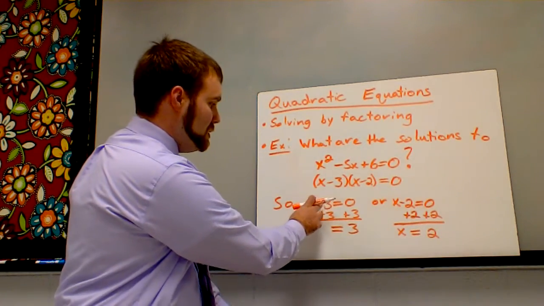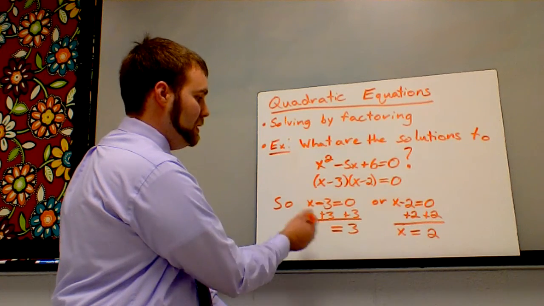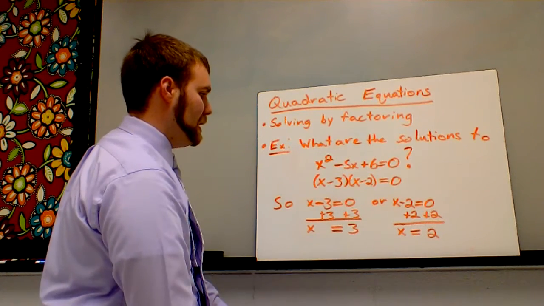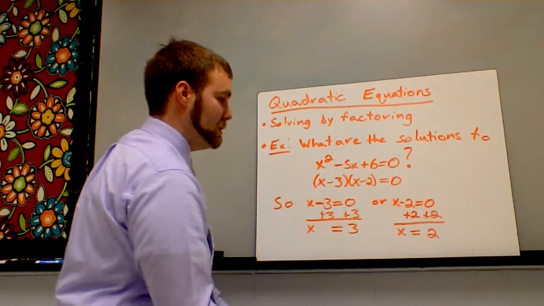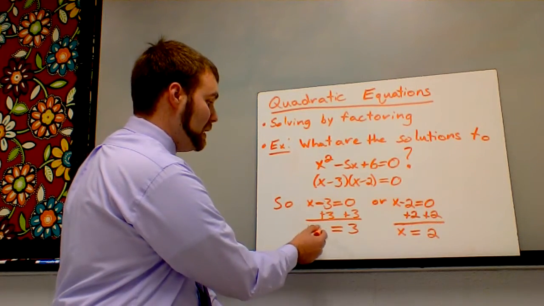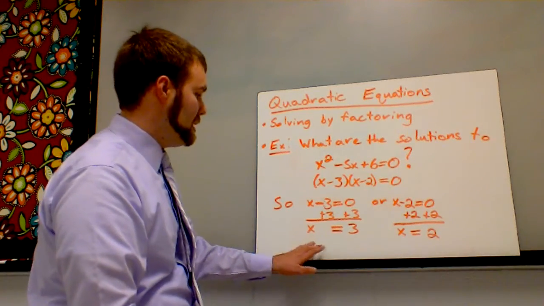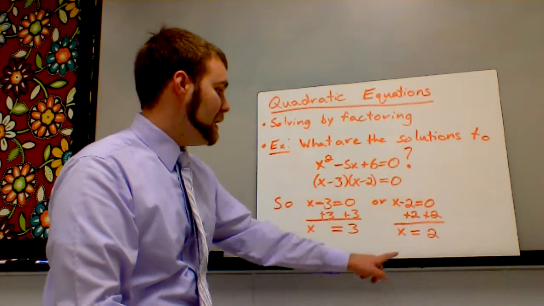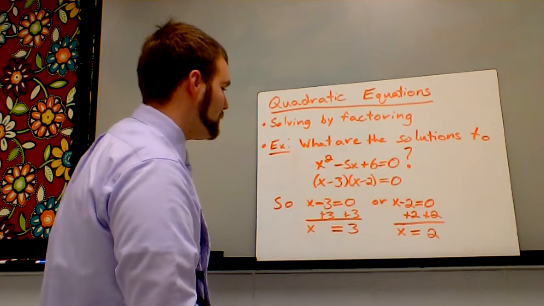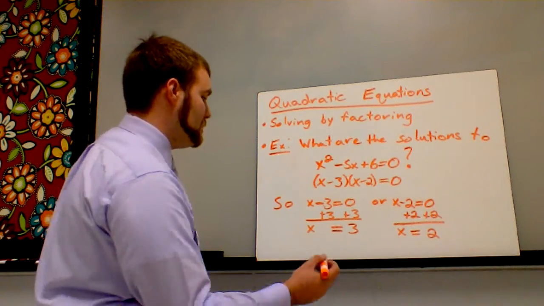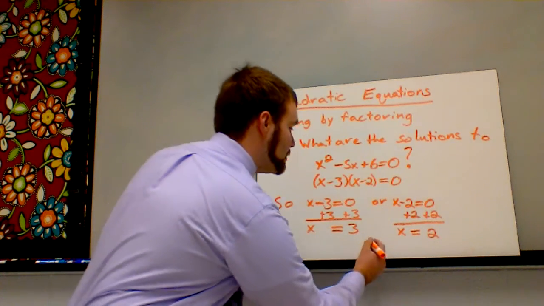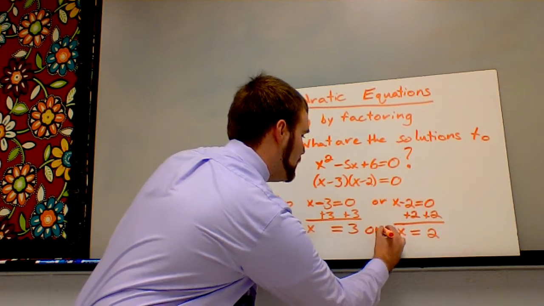So simply subtract or add over. In this case, we're adding 3 to both sides, and in this case, we're adding 2 to both sides to get my x equal to a number. In this case, x equals 3. In this case, x equals 2. So both of my solutions here are just x equals 3 or x equals 2.